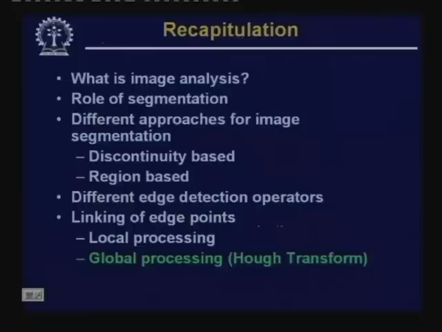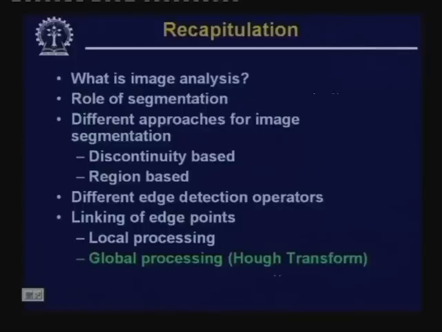In the last class, we discussed image analysis. We have seen what image analysis is and the role of image segmentation in the image analysis process. We have seen that there are mainly two approaches for image segmentation. The first approach is the discontinuity based image segmentation technique and the second approach is the region based image segmentation technique. What we are discussing now is the discontinuity based image segmentation technique.